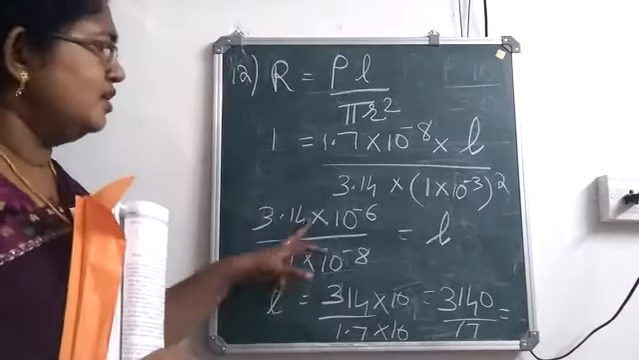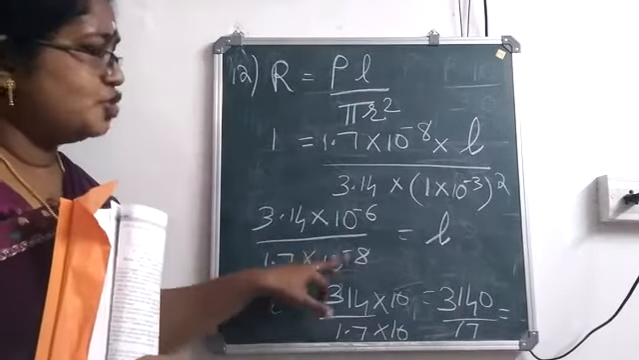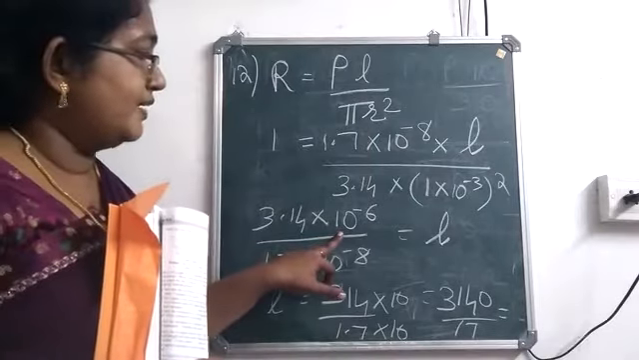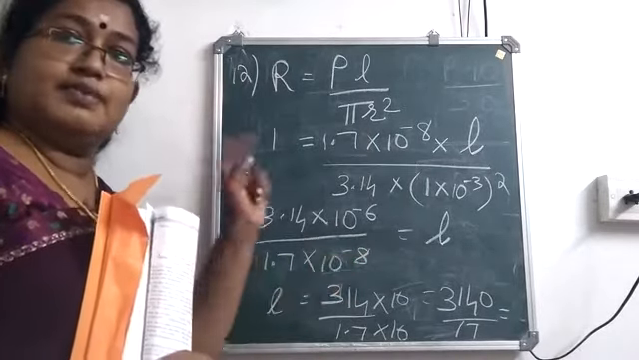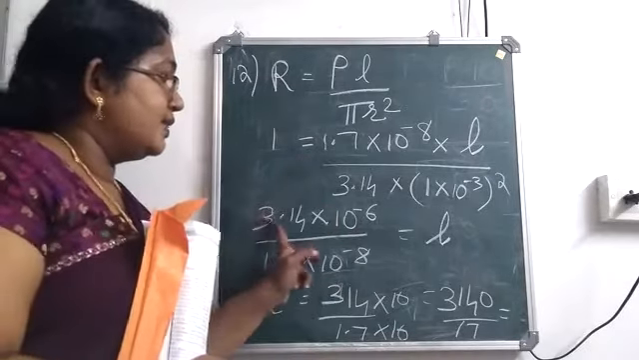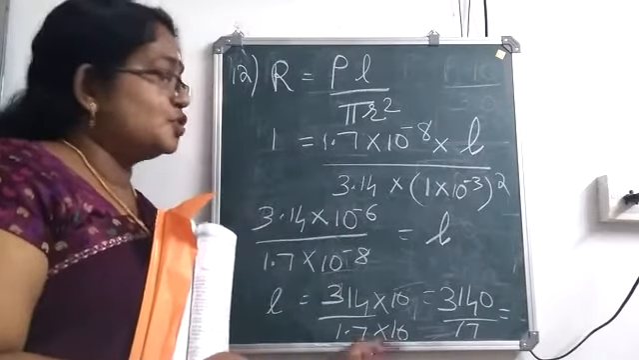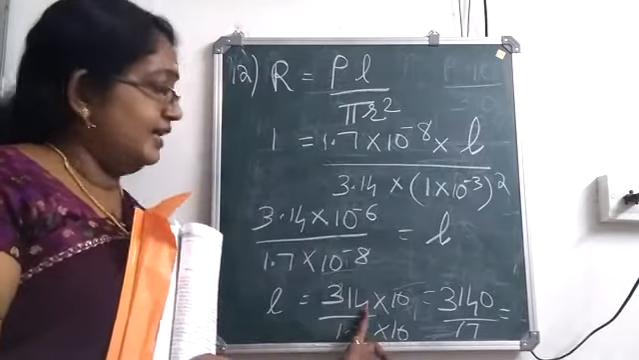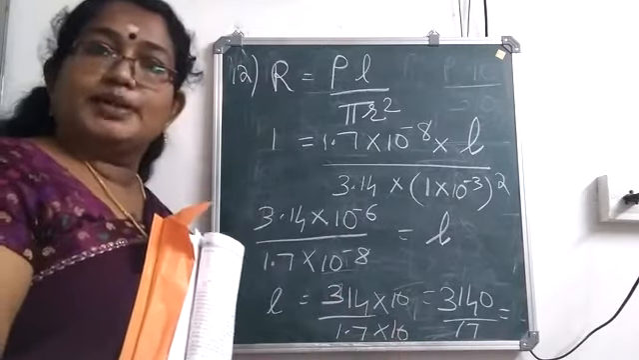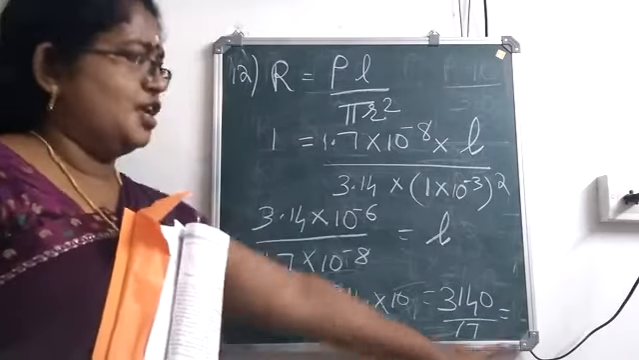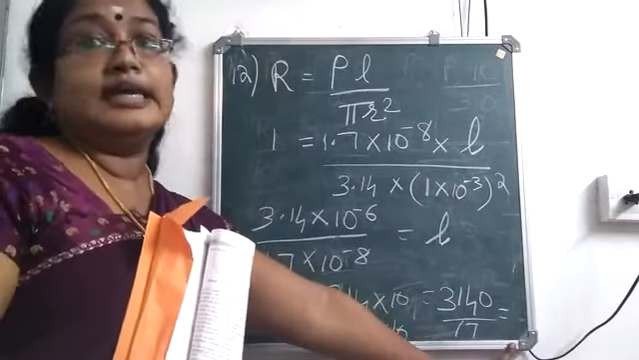Direct substitution, just solve it. 10 raised to minus 8 can be taken to the numerator. So it becomes 10 raised to plus 8. Plus 8 to minus 6, so it will be plus 2. Then 3.14 into 10 raised to 2 means it is 314. Then in order to remove the decimal point, I just multiplied numerator and denominator with 10. So solve it, get the answer in meter.